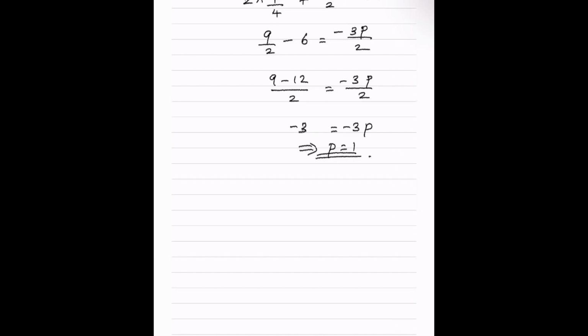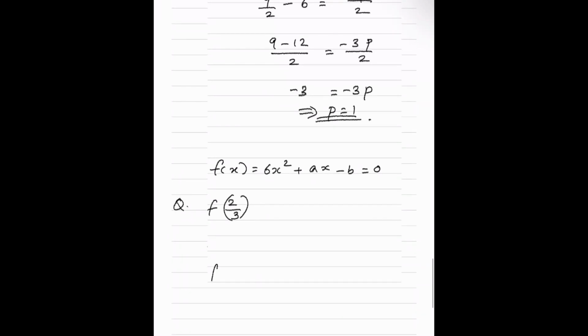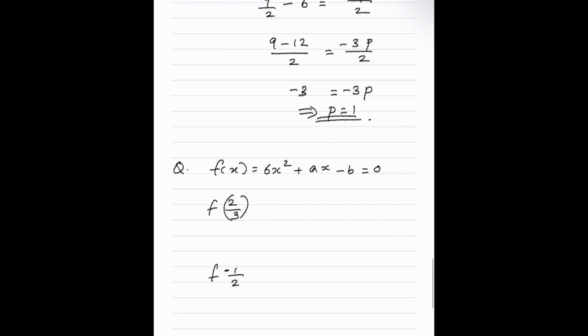Fifth one: if 2 by 3 and negative 1 by 2 are solutions of a quadratic equation. What is the quadratic equation given? f of x is equal to 6x square plus ax minus b equal to 0. I'm going to write it like this: 6x square plus ax minus b equal to 0. What are the solutions? First, you need to find f of 2 by 3, and then you need to calculate f of negative 1 by 2.